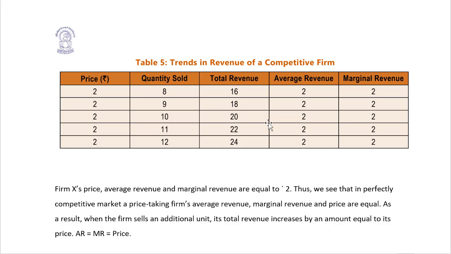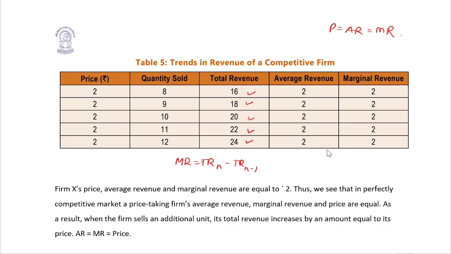The total revenue is 8 multiplied by 2, 16; 9 multiplied by 2, 18; 10 multiplied by 2, 20; 11 multiplied by 2, 22; and 12 multiplied by 2, 24. Average revenue is 2 because P equals AR equals MR. So it will be the same. Marginal revenue MR equals TRn minus TRn-1.